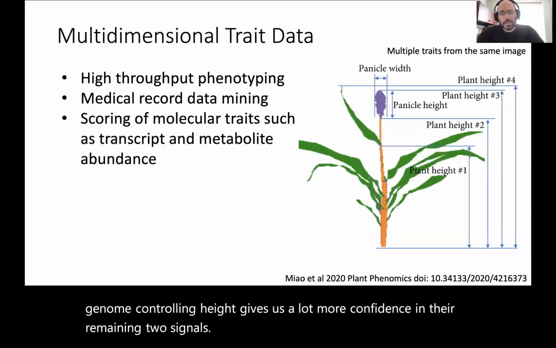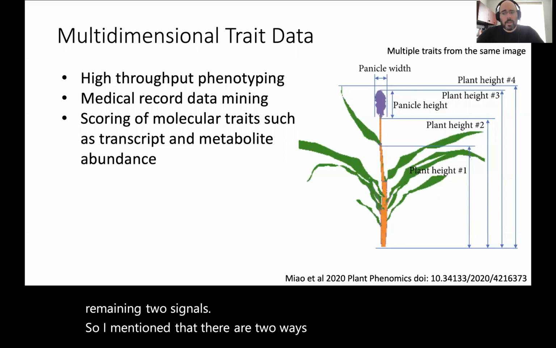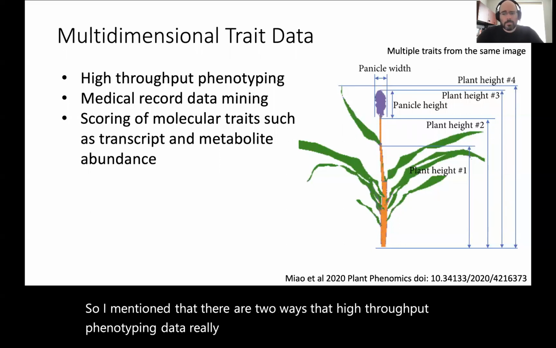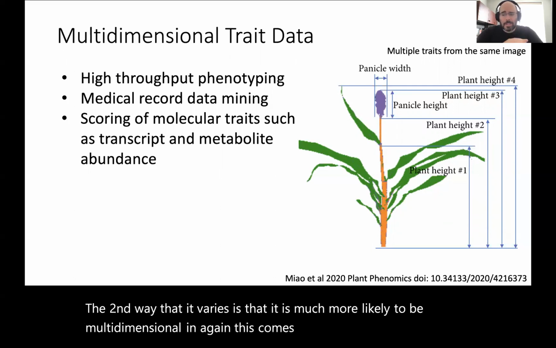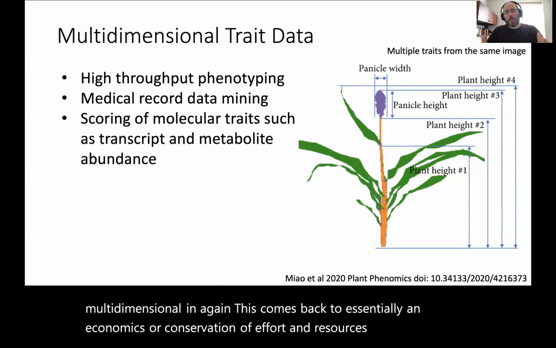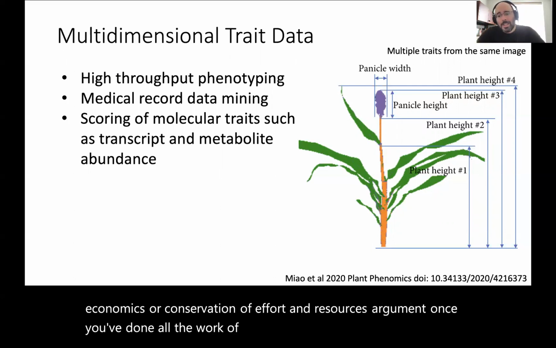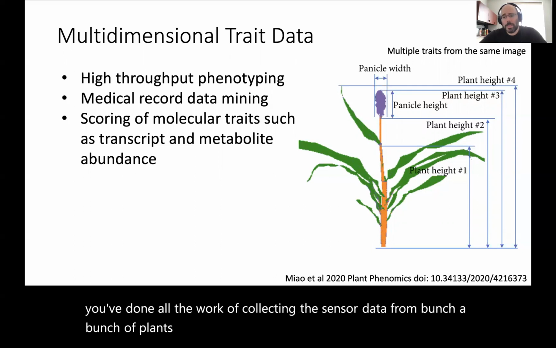So I mentioned that there are 2 ways that high-throughput phenotyping data really varies relative to conventional phenotyping. The second way that it varies is that it is much more likely to be multidimensional. And again, this comes back to essentially an economics or conservation of effort and resources argument. Once you've done all the work of collecting the sensor data from a bunch of plants, that sensor data can probably be used to measure many, many different properties of the plant.